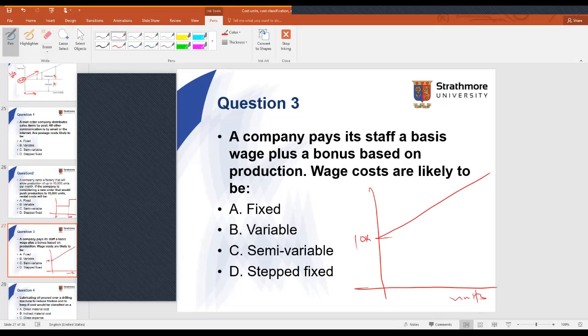Yes, but now, if the company pays its staff a basic wage plus a bonus based on production, when you say wage costs, isn't this just the basic wage only? No, that is not what is being looked at. Maybe I should have said the total wage cost, to make it a bit clearer. Total wage cost. So it is not just the basic wage only, but the total wage cost.